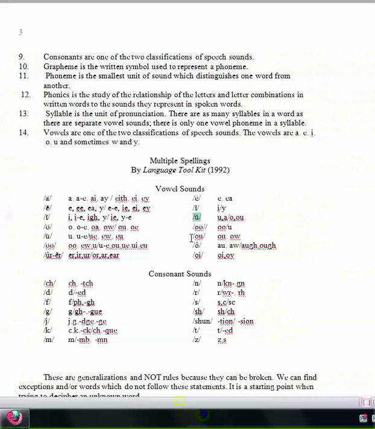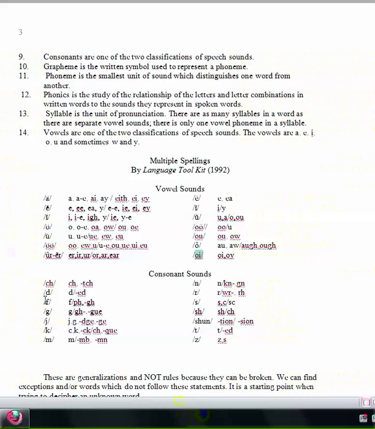OU is ow and may be written with OU or OW. The O with the caret on top is the aw sound, and may be written with AU or AW. OI says oi, and may be written OI or OY. The sounds are A, E, I, O, U, E, I, ow, or, oi.